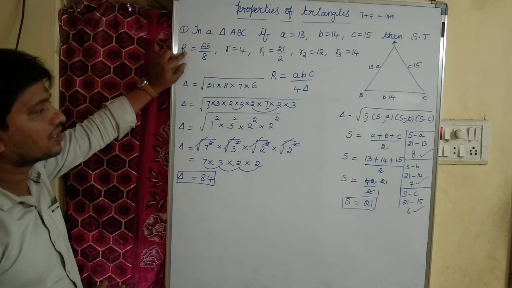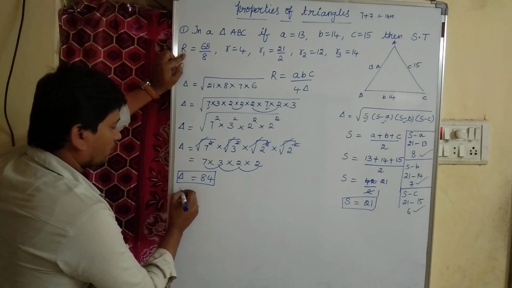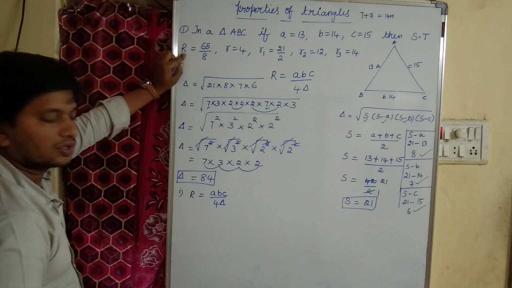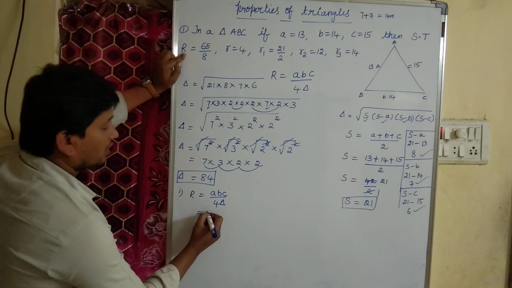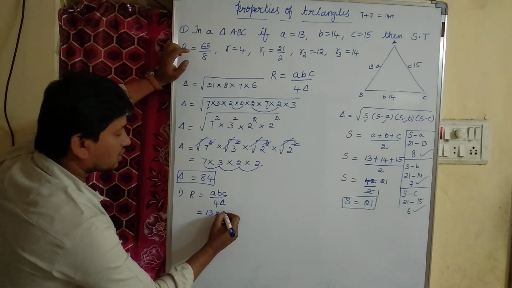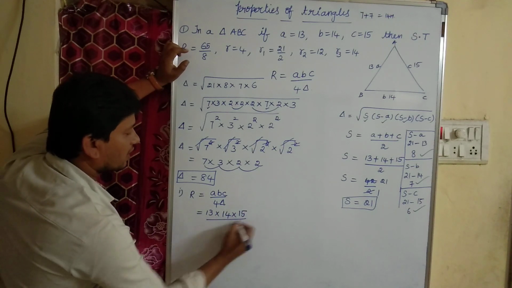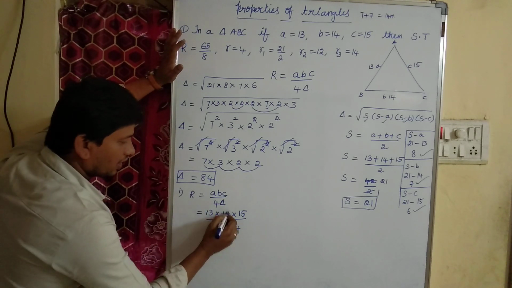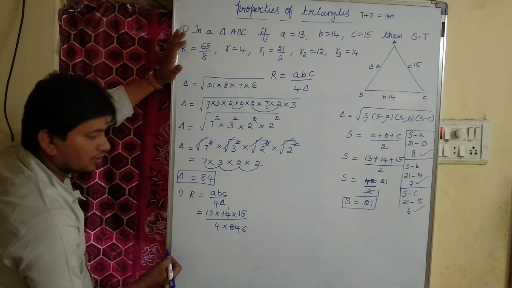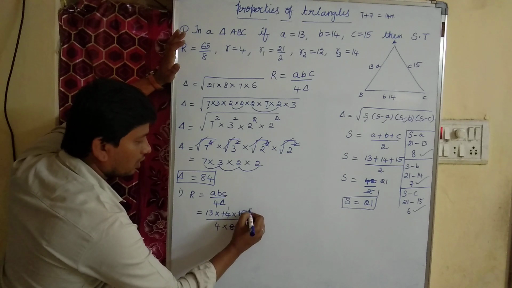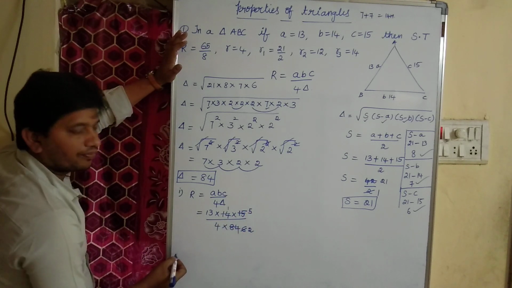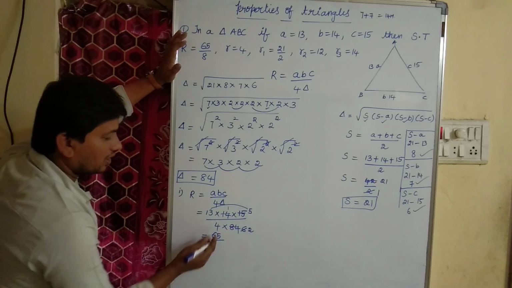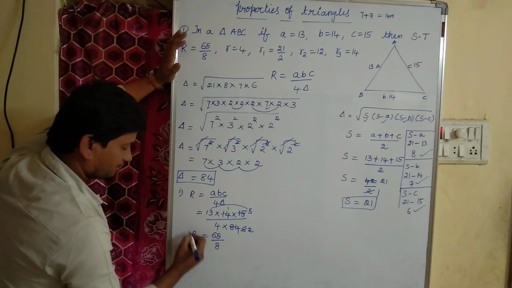Now we have to find the first question, R equal to ABC by 4 delta. So as we know that a value is 13 into b value is 14 into c value is 15 by 4 into we got delta value 84. 14 table 14 1 ja 14, 6 ja. Again 3 table 3 5 ja, 3 2 ja. Now in numerator 13 into 5, 13 5 ja 65 divided by 4 into 2, 4 2 ja 8.